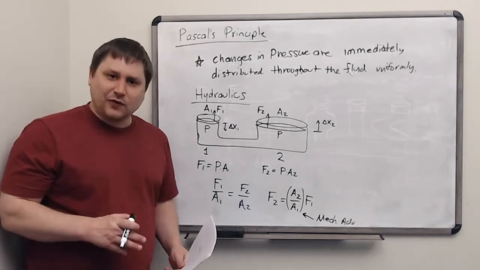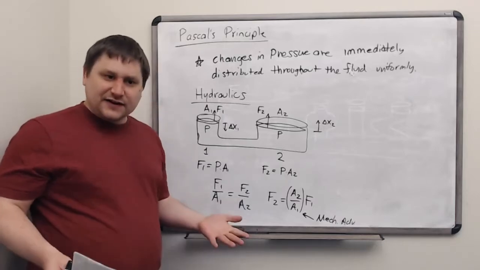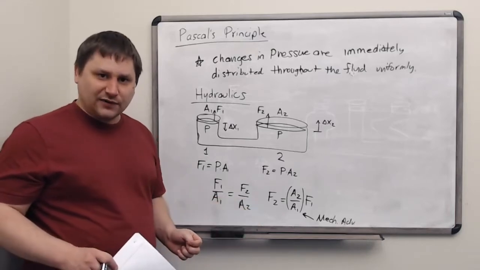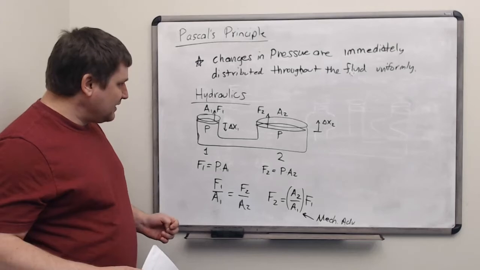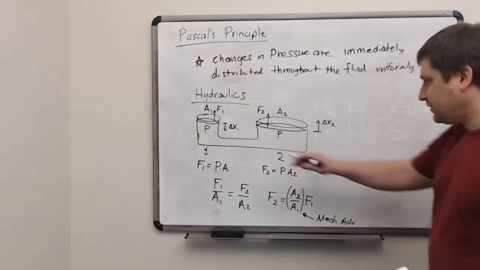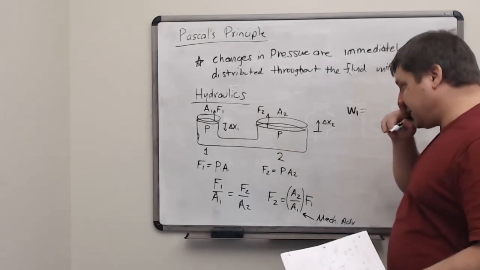In fact, that brings up some questions. If we're able to multiply force like this, what about conservation of energy? What about the principle of simple machines? Work in equals work out. How do we get that to still be true? Well, let's take a look at the motion of these pistons. Remember, the work done is equal to the force times the distance.